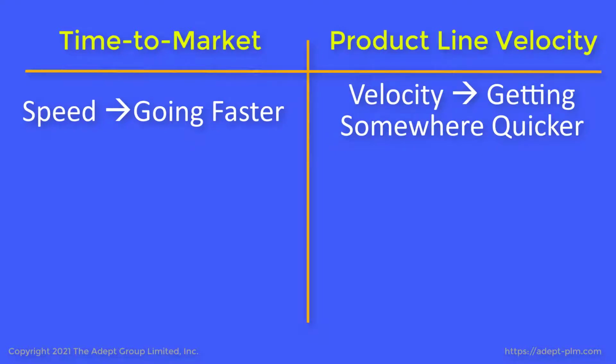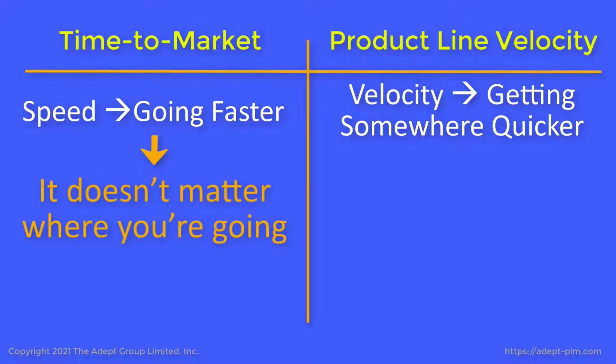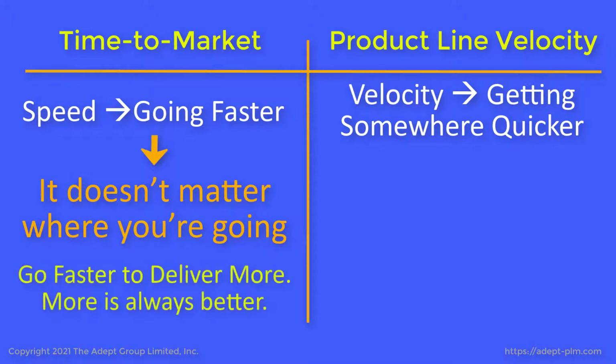But product line velocity pushes on advancing the product line with knowledge of where you're taking the line and the progress you want. With time to market, it really doesn't matter what direction you're headed. It's because this measure is based on a strong belief that if you go faster, you'll deliver more. And more is always better. Plus, there's lots of research that suggests faster development speed can also improve cash flow and competitive positions. But this doesn't mean it's always the best for the product line.